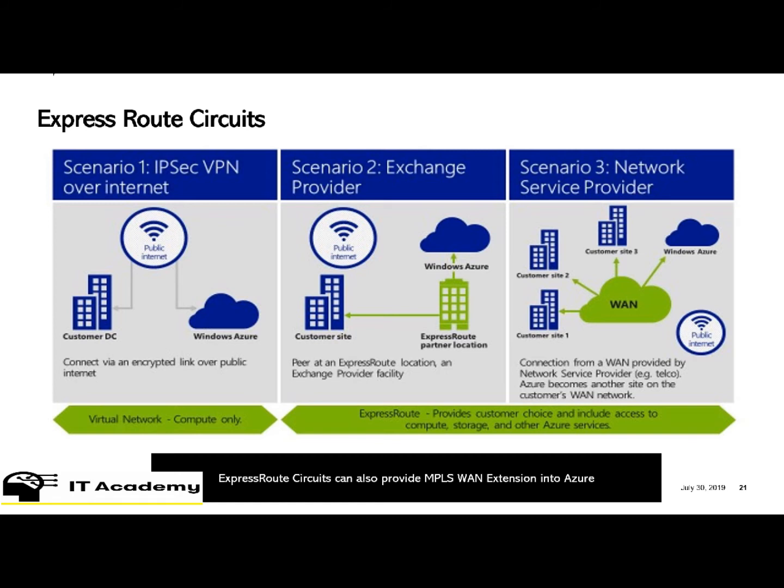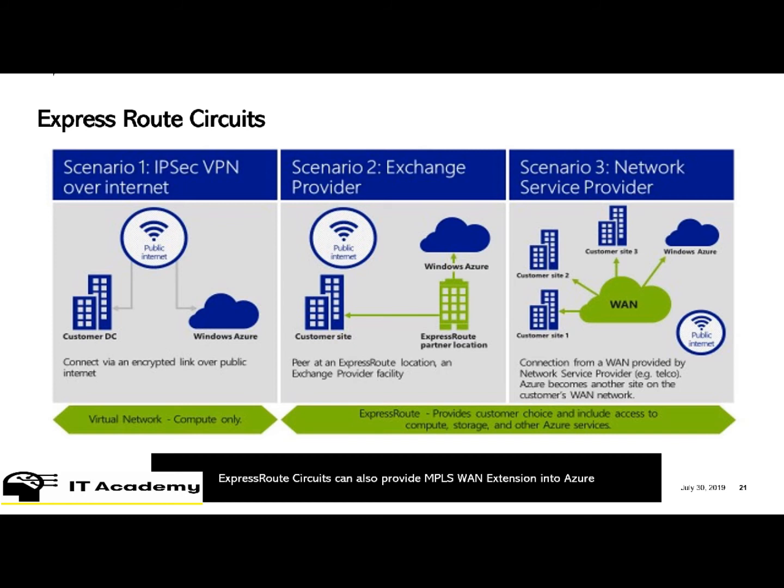In the third scenario, the network service provider scenario, what we do is our network service provider hosts an MPLS cloud for us. And what they do is they add a leg off that MPLS cloud for our wide area network into Azure. Now with both the exchange provider and the NSP models, they have a separate breakout for public internet access. So any traffic going out to the public internet is not handled by the express route circuit.